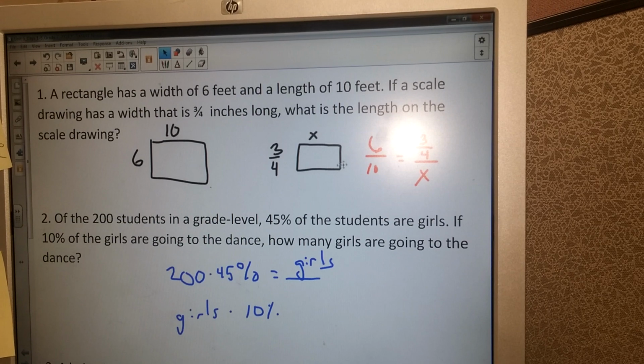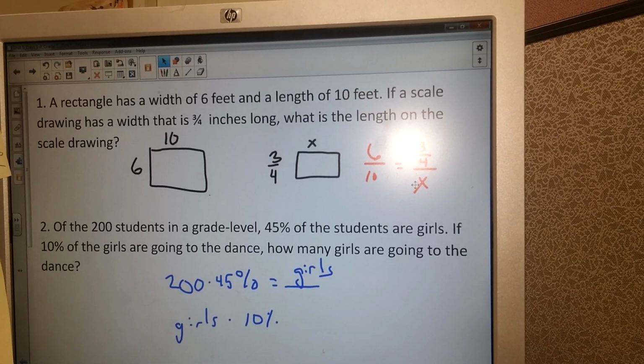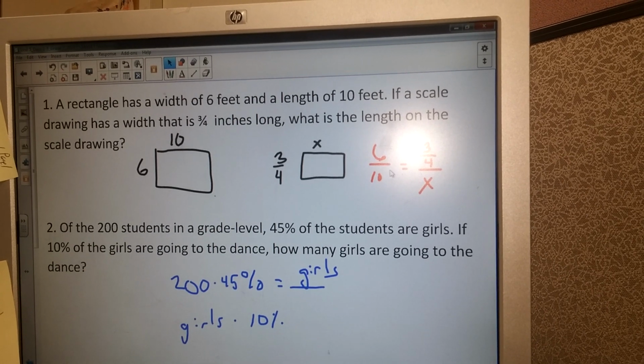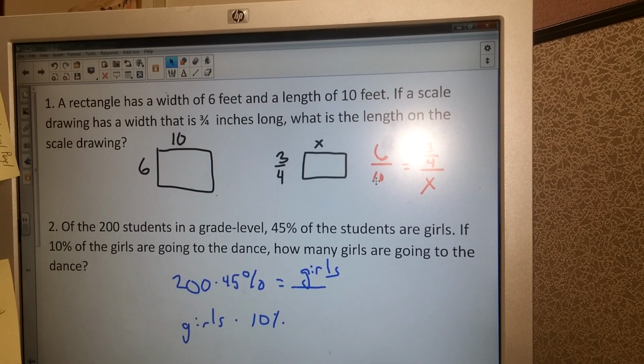To set up your ticket, you're comparing the width and length of the first rectangle to the width and length of the second rectangle. You'll cross multiply and get 6x. You'll cross multiply here and get 30/4, and then you will solve.